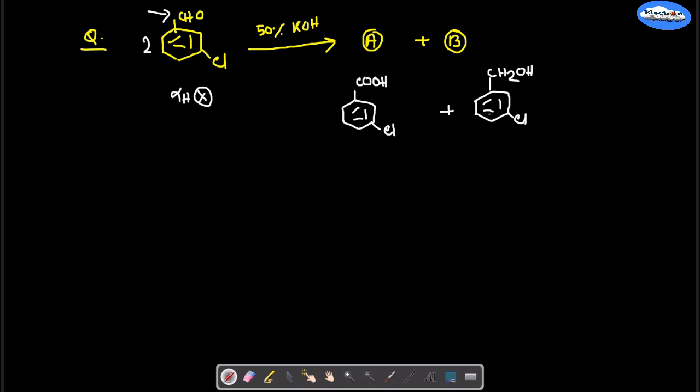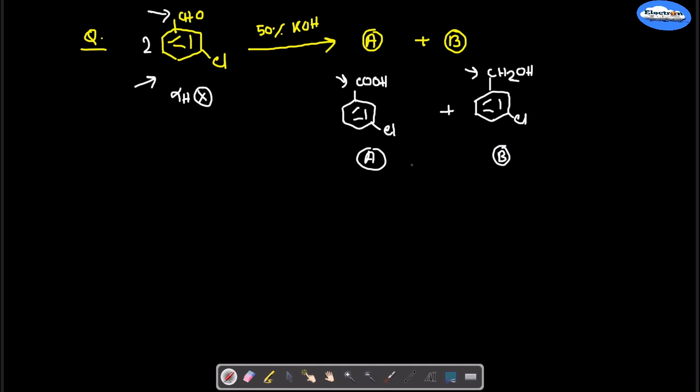So this is basically the simple reaction, and this is A and the other one is B, but it is the starting molecule that can confuse it. So the first one will be converted to the carboxylic acid analog, and the other molecule of benzaldehyde will be converted to the alcohol form. That is simply it, that will be the answer.